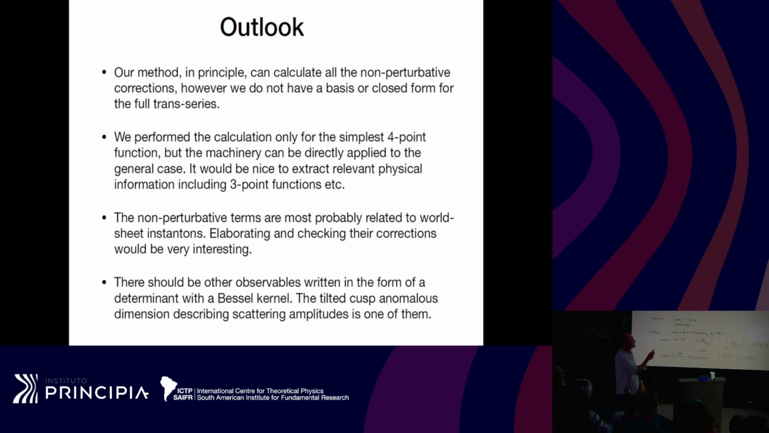So I hope there will be other observables, and one of them is, for example, this tilted Bessel, tilted cusp anomalous dimension. That would be very nice to analyze. This method does not apply directly to that case, because what I described was a Bessel kernel where we had the same parity, odd or even, and then in this tilted cusp you also have odd and even, and it's more complicated. So thank you very much for your attention.